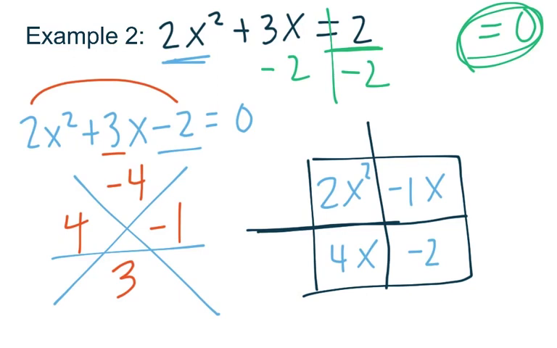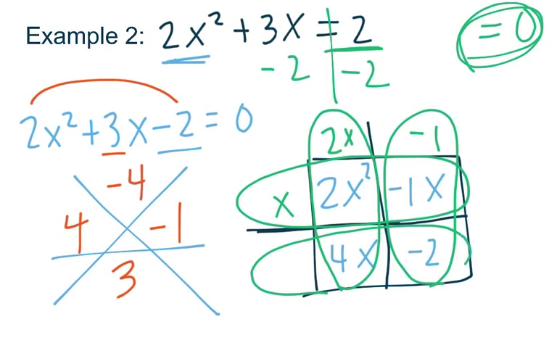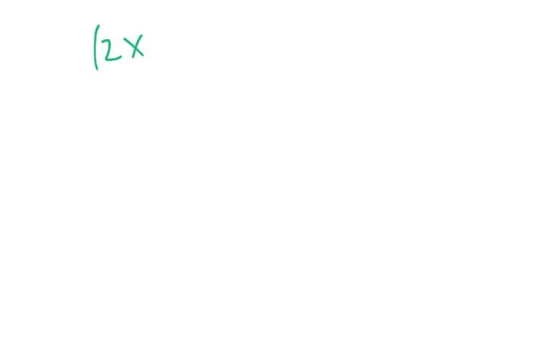Now we want to work up and down to find the outsides of the box. What do 2x squared and 4x have in common? They both have 2x in common. What do negative 1x and negative 2 have in common? We know it has to be a negative, and they both have 1 in common. 2x squared and negative 1x, they both have an x. And lastly, 4x and negative 2, they both have 2 in common. So now we write out our factored form: 2x minus 1 and x plus 2.